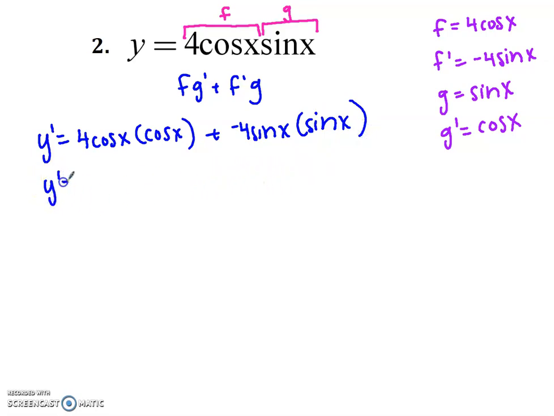So now to simplify this, since these are the same, we can multiply these together. Cosine times another cosine is going to be cosine squared. Same thing with the sines. Sine times another sine is going to be sine squared. So that'll be 4 cosine squared of x minus 4 sine squared of x. And then we can go one step farther and factor out our GCF, which is just a 4 in this case.